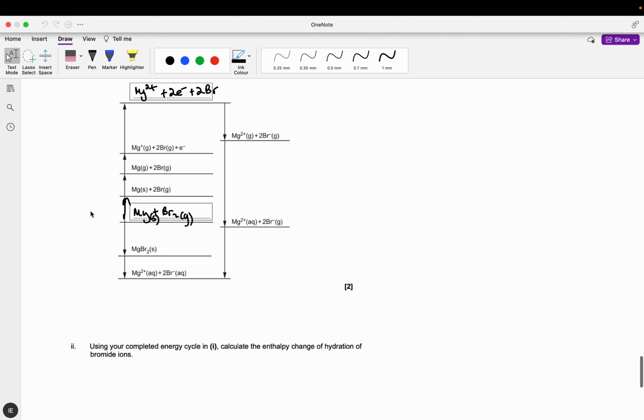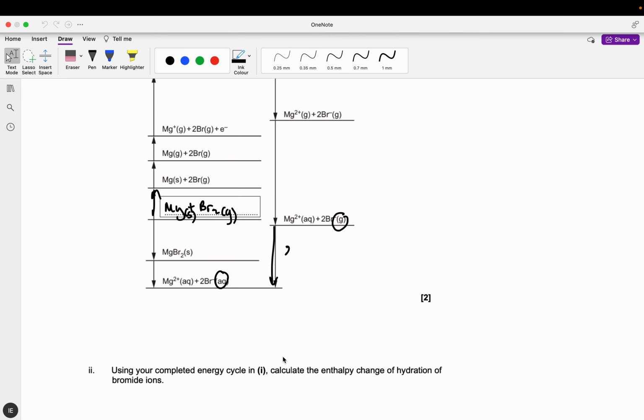So this question is asking you, calculate the enthalpy change of hydration of bromide ions. This is when your bromide ion is going from its gaseous ions to its aqueous ions. That's what a change of hydration means. So take a minute, pause the video, look at all these arrows. Which arrow does that represent? That represents this very last arrow down here. Because as you can see, the difference in this arrow is your bromine is going from a gas to an aqueous. This is the arrow that they want you to work out. I hope that makes sense.